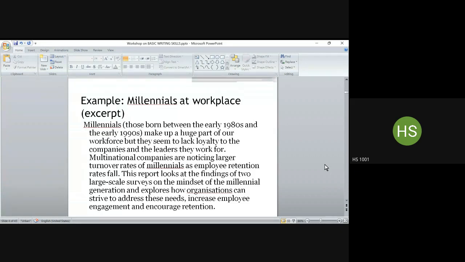So millennials is your topic, rightly identified. And what is your about the topic? That is the main idea. At workplace. No, at workplace, the rest of it, right? The rest of it. They make up a huge part of our workforce.